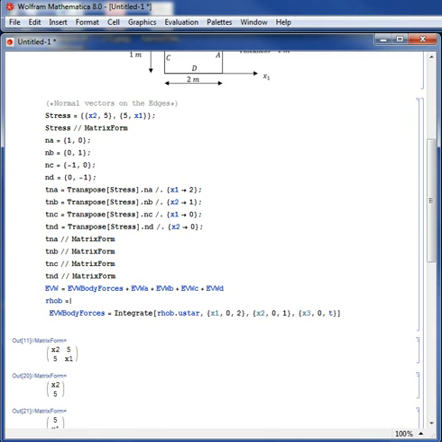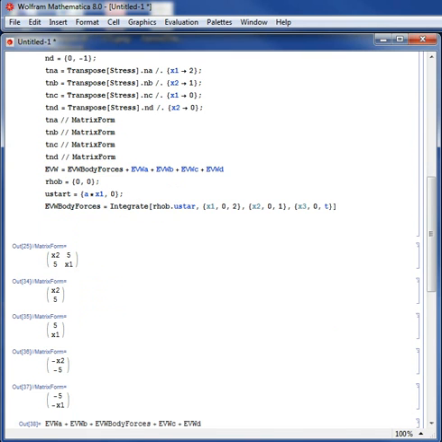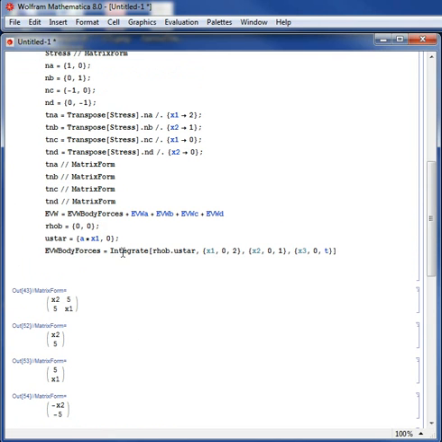The rho B vector for this particular problem is 0, and the u star is given as a multiplied by x1, 0. And because rho B is 0, the dot product of rho B and u star is 0, and so the external virtual work due to the body forces is 0. And notice that the external virtual work due to body forces was integrated over the whole volume.